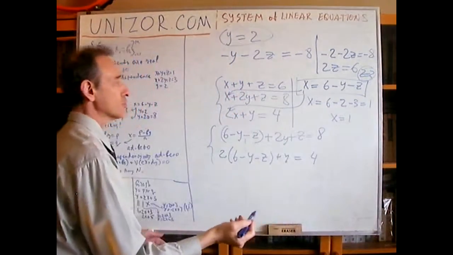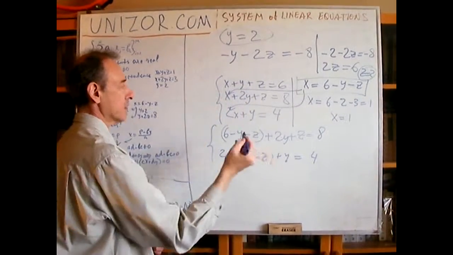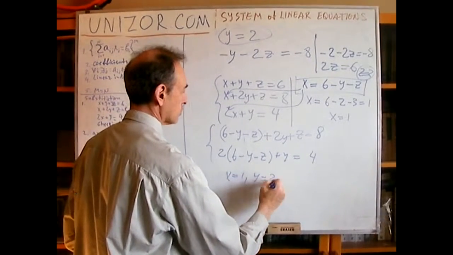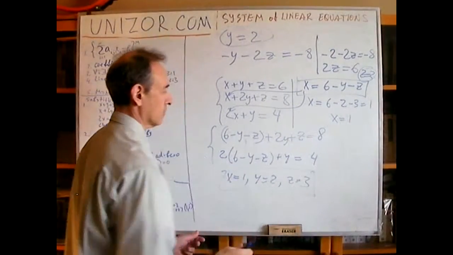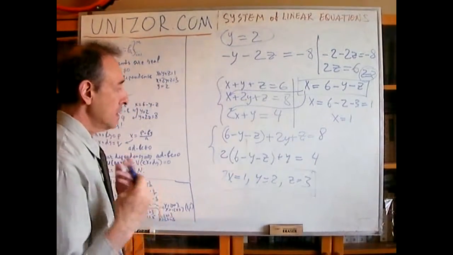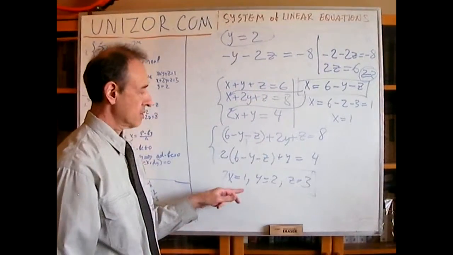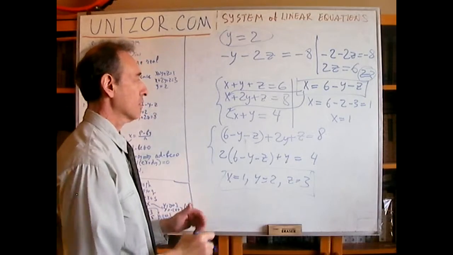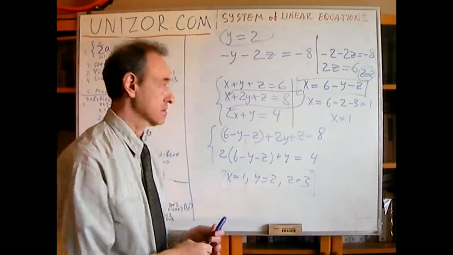So my solution to this system of three equations with three unknowns is x equals 1, y is equal to 2, and z is equal to 3. Now, if you check against this system these three values, and I don't want to do it, but you have to do it basically, you will see that this is the correct solution.